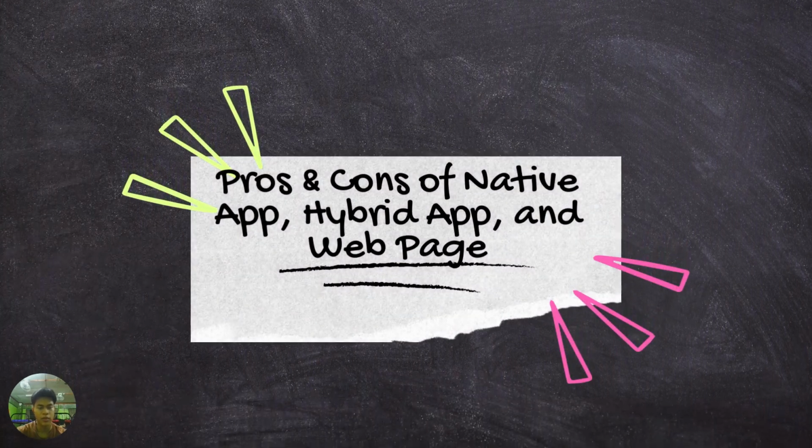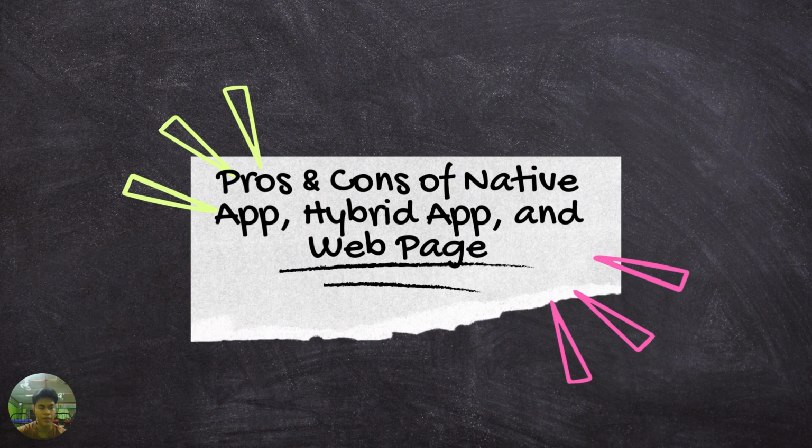So there are two types of mobile application. The first one is native application and the second is hybrid application. So in the next slide, I will be explaining about the pros and cons of each mobile application and a web page.